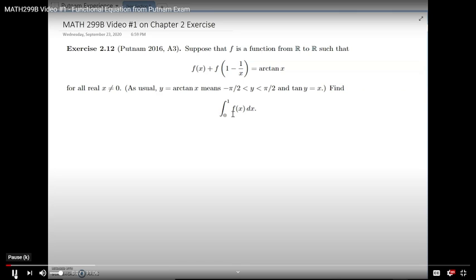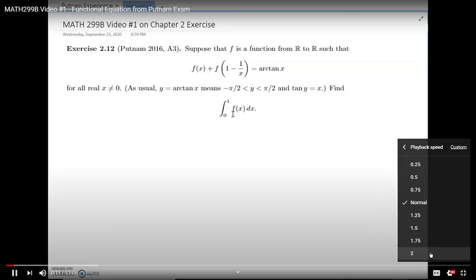So for my video, I will be solving exercise 2.12 from chapter 2. I'm very excited to be solving this problem. And right now, I'm going to start with writing the information I found from this problem statement.